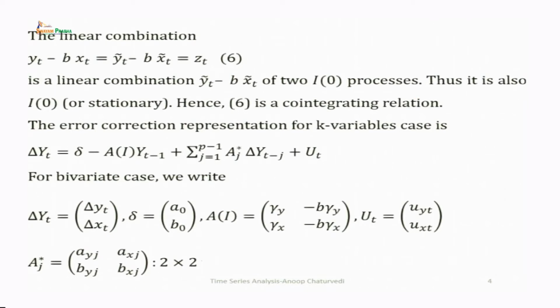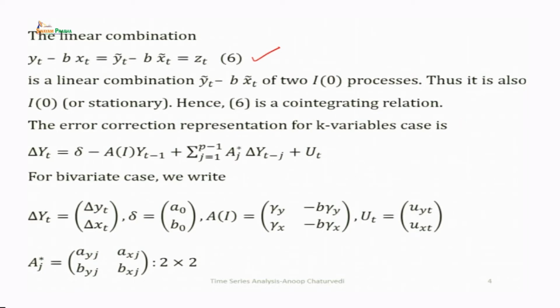Since this is a linear combination of two I(0) processes, it is also I(0), or stationary. So, this is the co-integrating equation. Y t has a stochastic trend, x t has a stochastic trend. Well, this linear combination y t minus b x t is an I(0) process. That is why this relation y t minus b x t is the co-integrating relation.